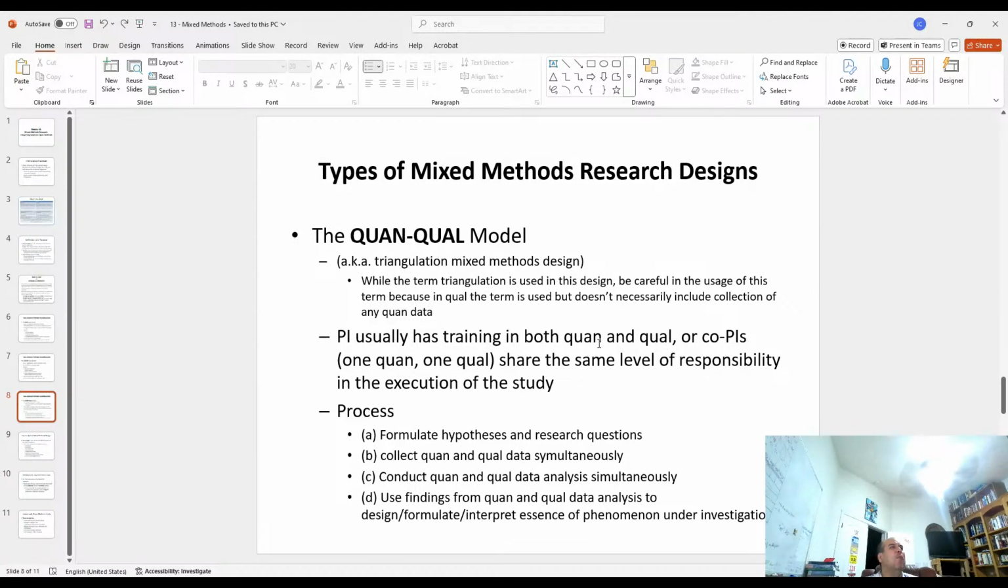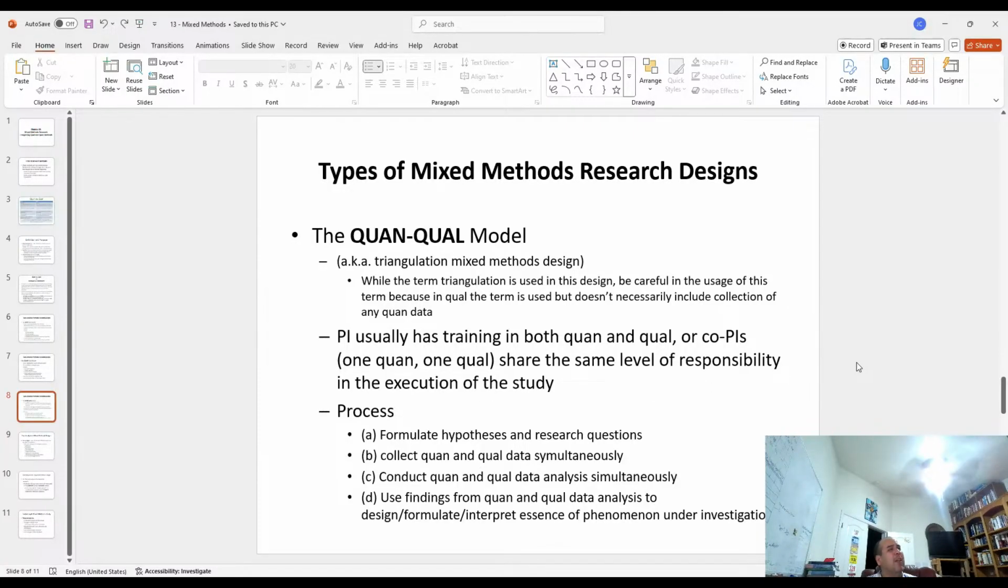The PI usually has training in both quantitative and qualitative, or you have two primary investigators, one that specializes in quantitative and one that specializes in qualitative. And they share the same level of responsibility in the execution of the study. We used to have a researcher here. He since left to the University of Louisville, but he was trained out of Purdue, a quantitative researcher. We actually did a lot of studies together, because my strength early on in my career was the qualitative. His was the quantitative, and we were able to mirror both of our specializations to conduct a lot of mixed method studies and design them as well.